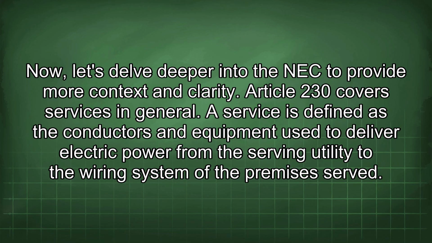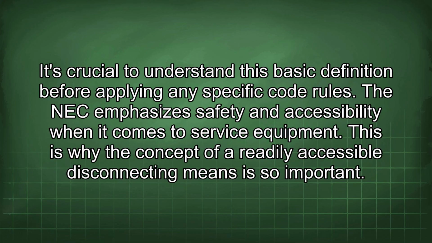Now let's delve deeper into the NEC to provide more context and clarity. Article 230 covers services in general. A service is defined as the conductors and equipment used to deliver electric power from the serving utility to the wiring system of the premises served. It's crucial to understand this basic definition before applying any specific code rules. The NEC emphasizes safety and accessibility when it comes to service equipment. This is why the concept of a readily accessible disconnecting means is so important.